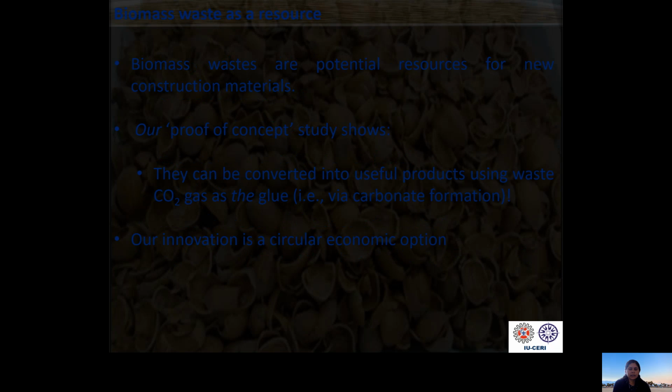So here is a small case study. What we did, we thought to use biomass waste as a resource, and we found that biomass wastes have potential for being used as a valuable material that can be converted into new construction materials. Our proof of concept study undertaken at Greenwich shows that biomass wastes can be converted into useful products using waste carbon dioxide that works as a glue, via carbonate formation using the accelerated carbonation approach. Our innovation is a circular economic option. And why I say this is an innovation, because we found something really exciting while establishing this proof of concept, which I will talk about in a minute.